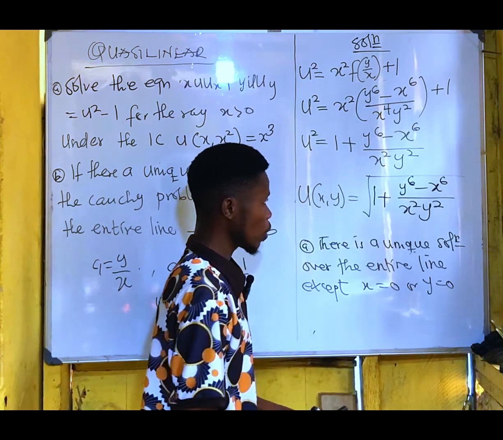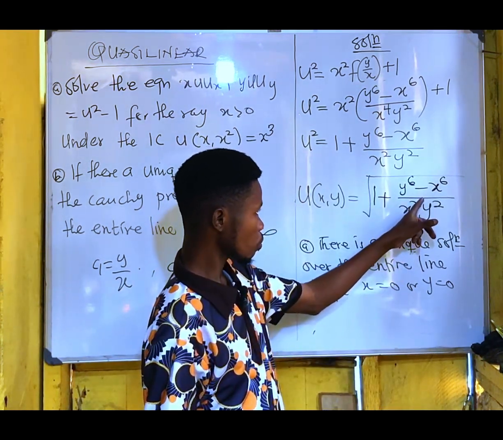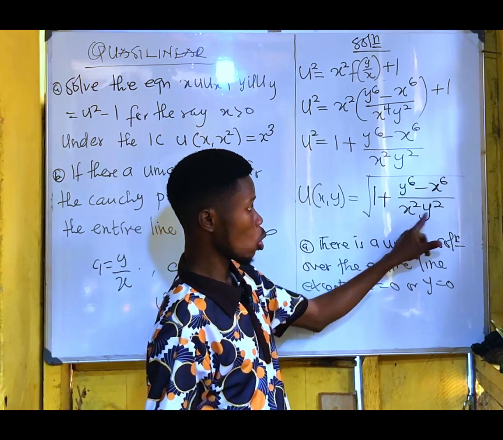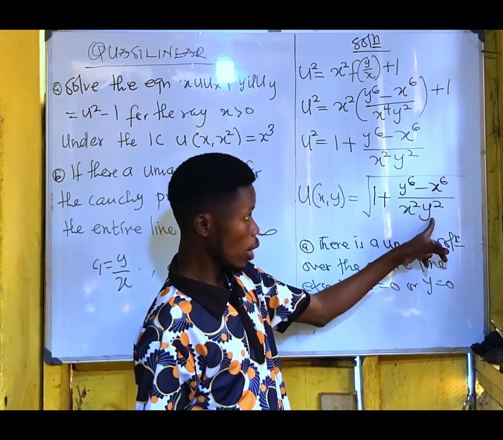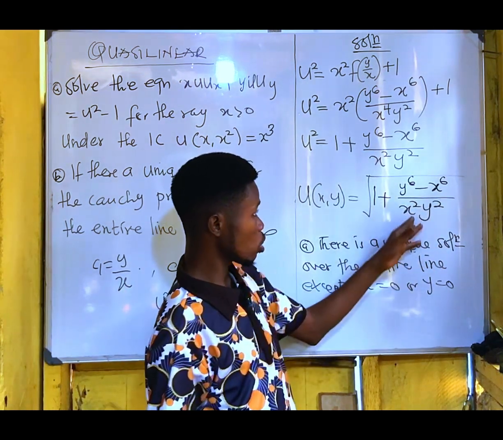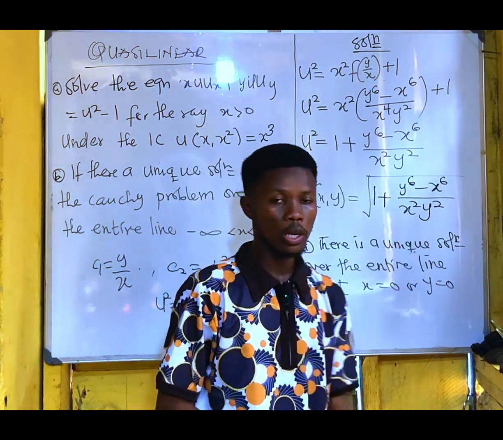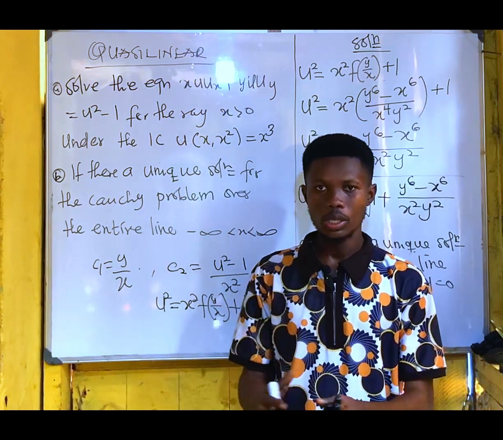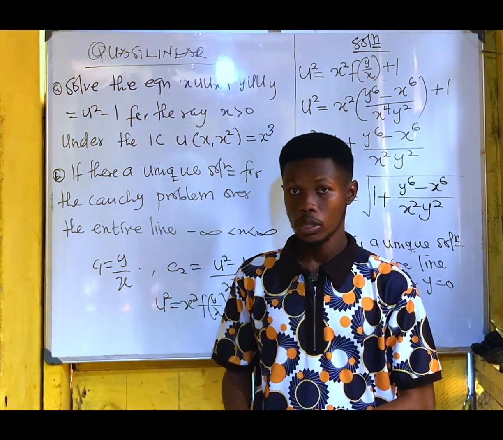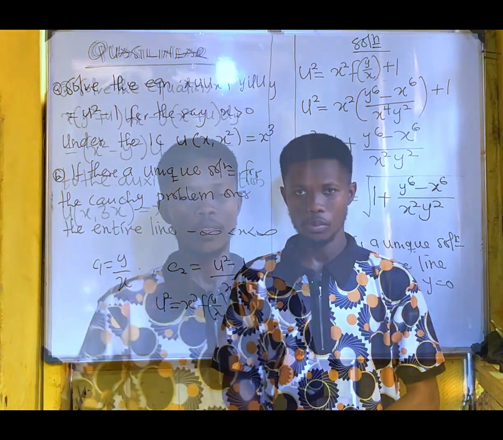You know that if x is 0, it will be over 0, which is undefined, because 0 times y will be 0. That will be undefined, so that we won't get any solution. When y is 0, what will happen? So we have a unique solution over the entire line, except x is 0 or y equals 0. Okay, let's look at the second example.